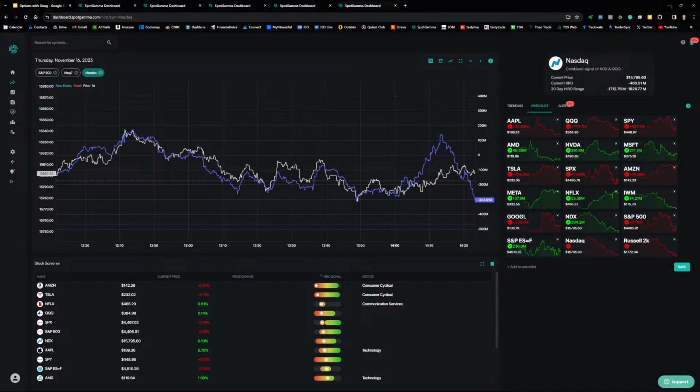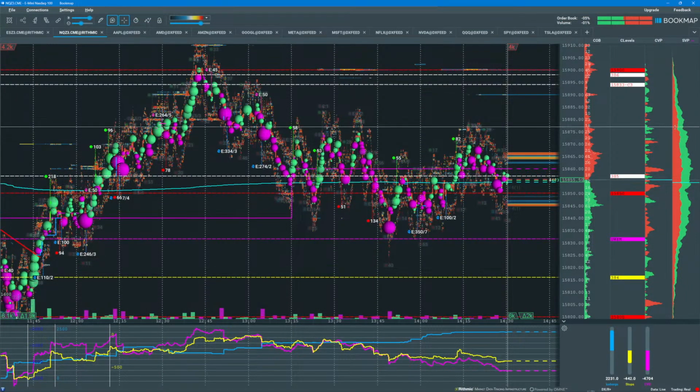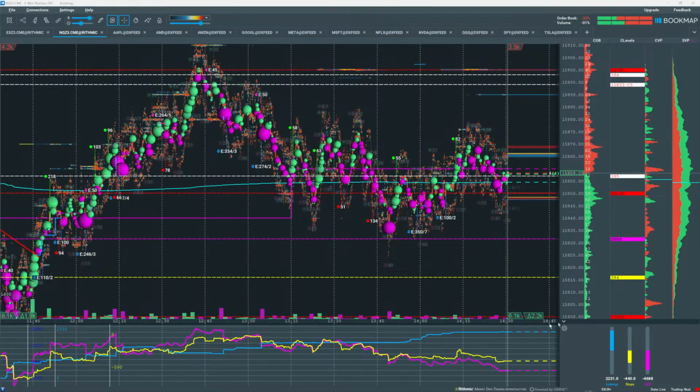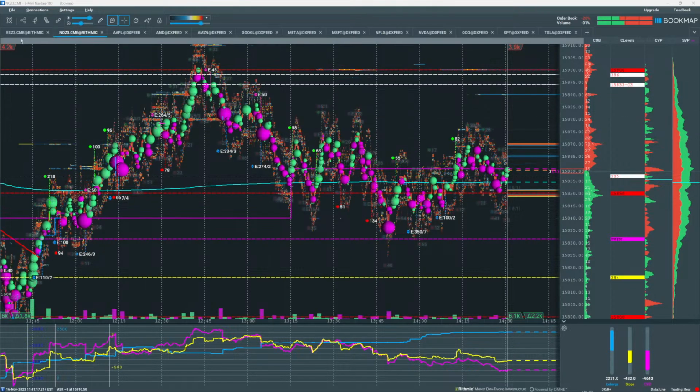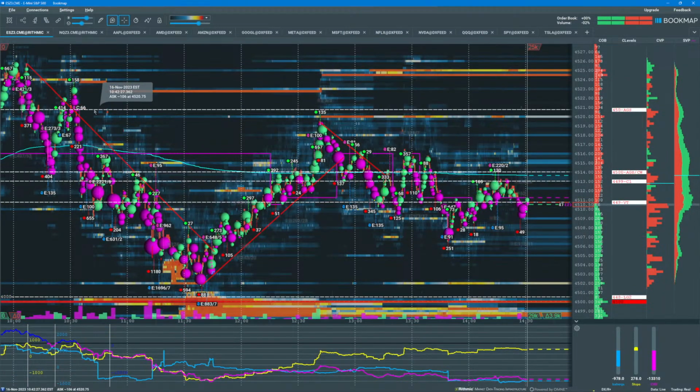Let's go back to Bookmap. So NASDAQ still trying to move higher. I'd like to see CVD rising to look for a long. So far CVD is still falling. That's shown by the magenta line in the subchart. Let's take a look at the S&P 500. Still stuck in this zone, 4,490 to 4,500.